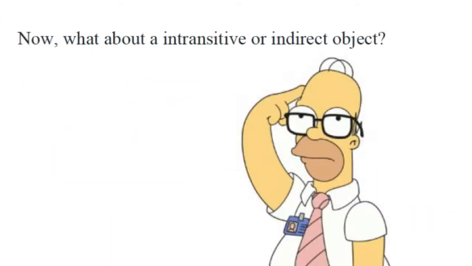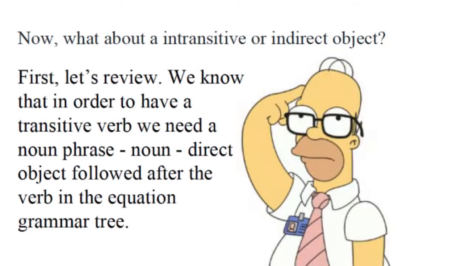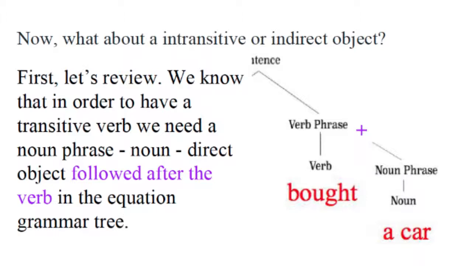Now, what about intransitive or indirect objects? First, let's review. We know in order to have a transitive verb, we need a noun phrase. And the noun is the direct object that's followed right after the verb in the equation of the grammar trees. Here, for example, we have bought, and here's the noun phrase, a car.